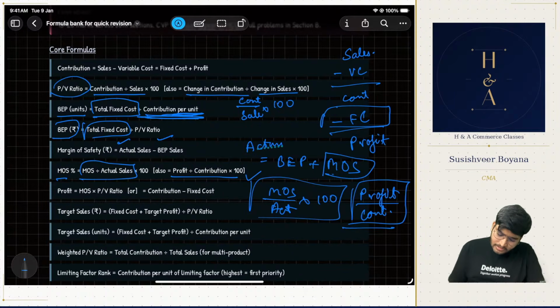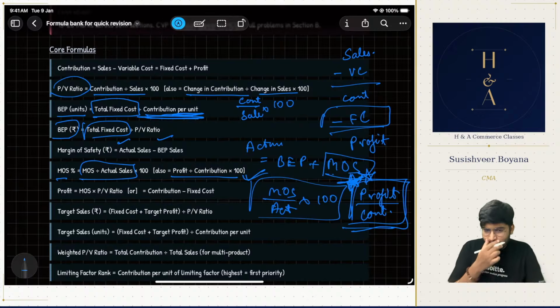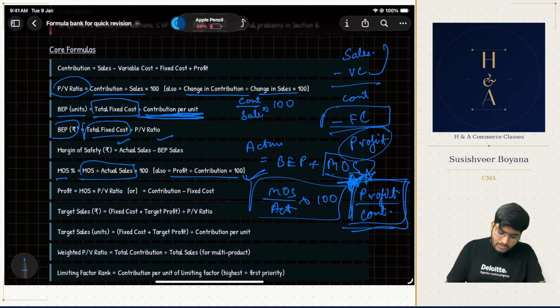You might not get this, but this is a very important formula that in MCQs you won't remember. Profit by contribution gives you MOS. All the other data might not be given. Maybe they can give you sales, variable cost, and profit. They ask you what is MOS, right? Then you have to use this formula. Contribution comes by sales minus variable cost. Profit is already given. Profit by contribution is going to give you percentage of MOS.